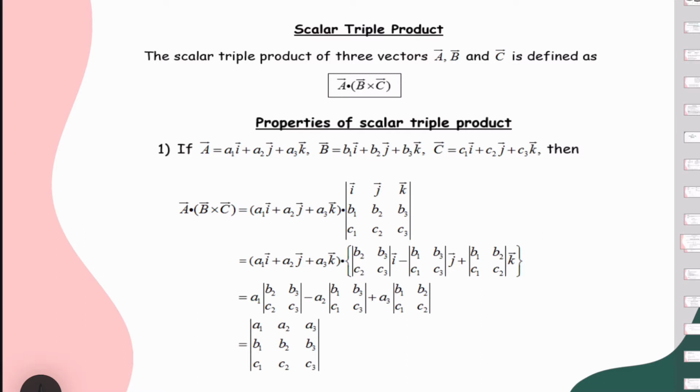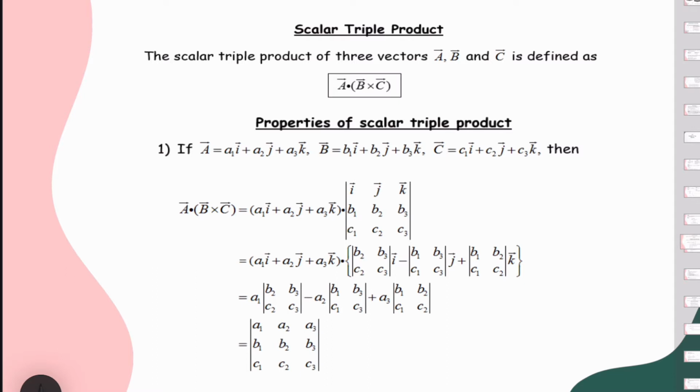So today we want to see what is scalar triple product. Before this we have learned about the dot product and also the cross product. The scalar triple product is actually the combination of dot product and also a cross product. We have a scalar triple product of three vectors.